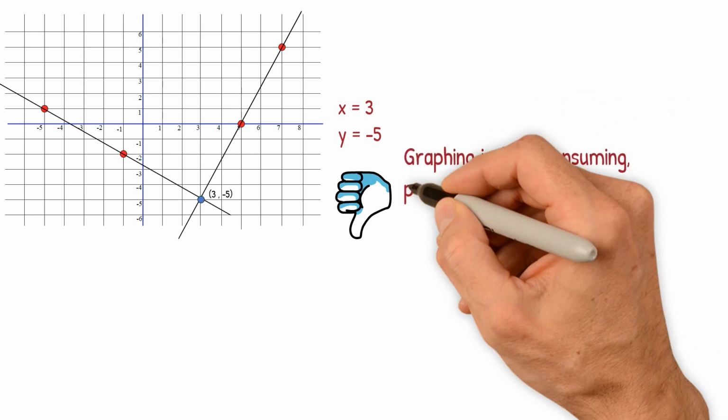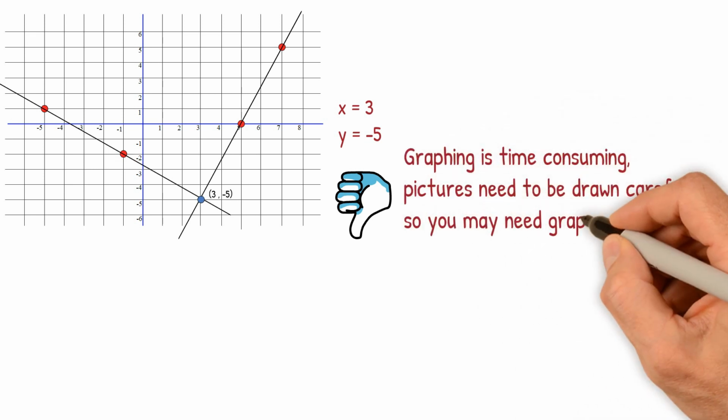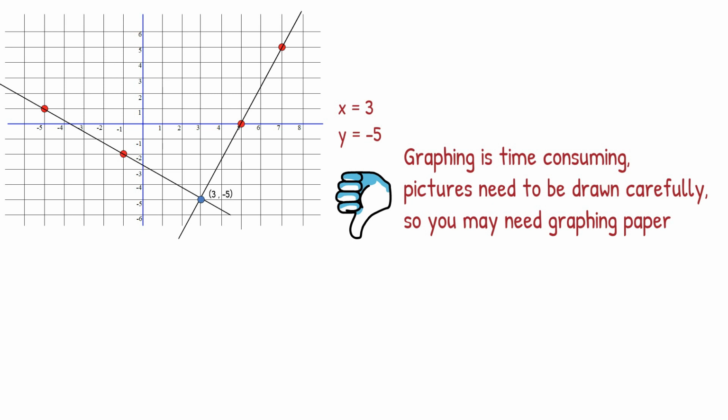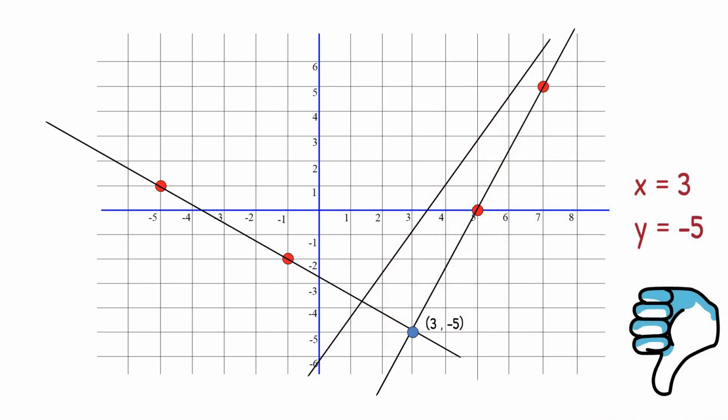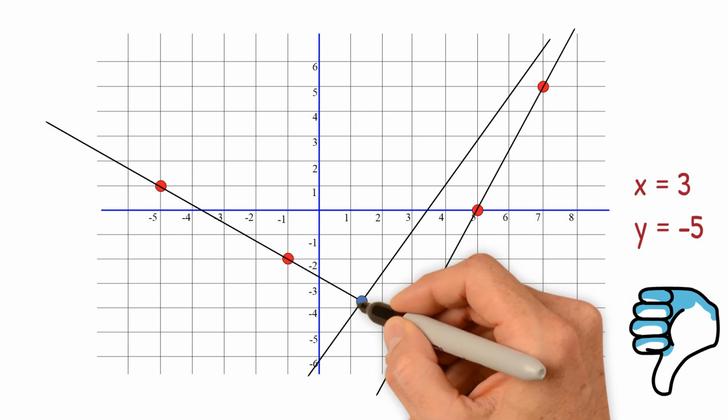Second, even though this method is more elegant than the first two, it has some drawbacks. Graphing is time-consuming, pictures need to be drawn carefully, and you may need graphing paper. And even if you do draw everything carefully, the point of intersection does not necessarily occur on a lattice point, which means that the coordinates might be fractions or decimals, which are very hard to indicate when you're looking at them on a graph.